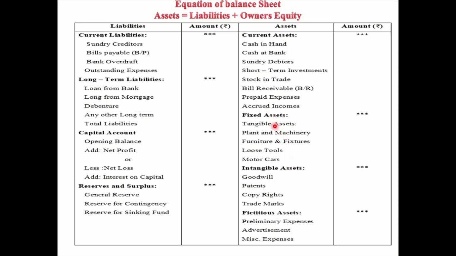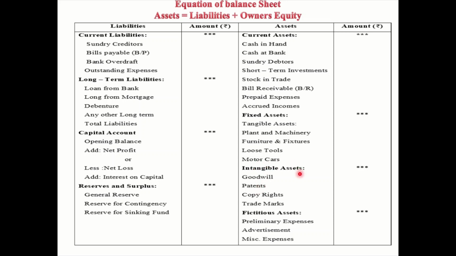Tangible assets are the assets that have a physical existence and can be seen and felt. For example, land, building, machinery, equipment, furniture and loose tools are examples of tangible assets. Then intangible assets. Intangible assets have no physical existence and cannot be touched. Rather, they represent a legal right or economic benefit. For example, goodwill, copyright, trademark and patent are intangible assets.